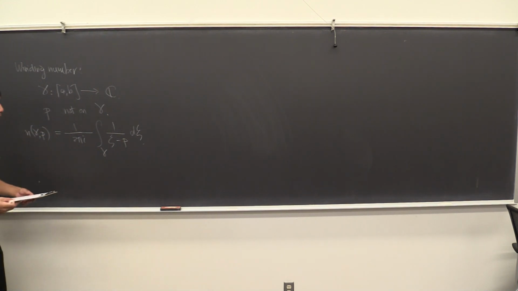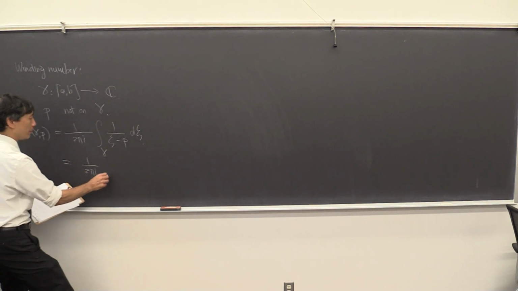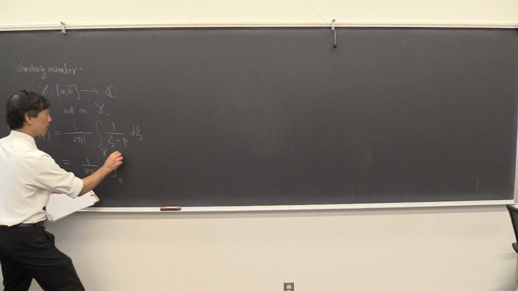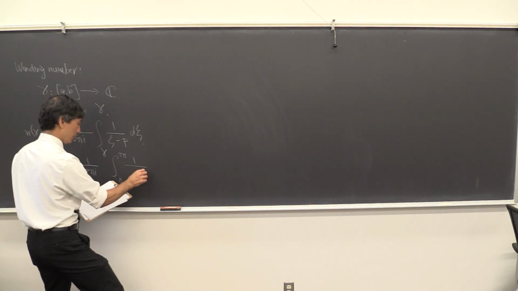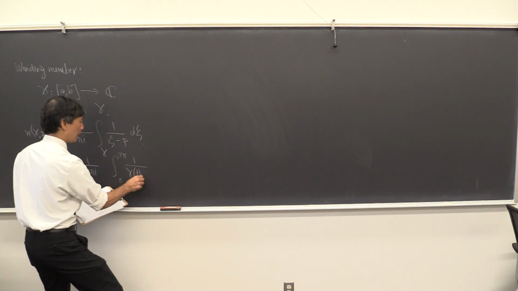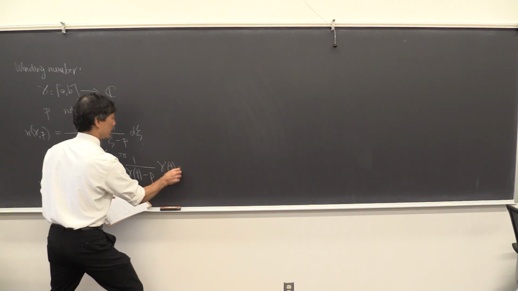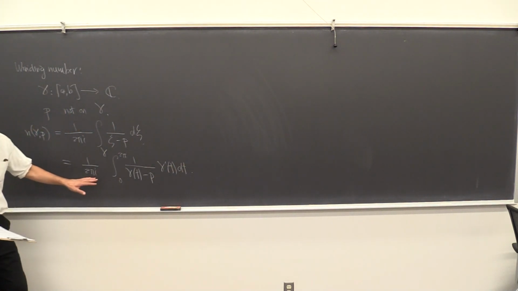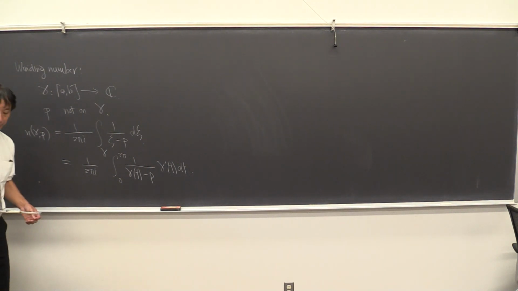And this thing, if you actually try to evaluate it, then you get 1 over 2 pi i, integral from 0 to 2 pi, of 1 over gamma t minus p, gamma prime t dt. Right. So that's the concrete thing that you evaluate when you're evaluating the winding number.